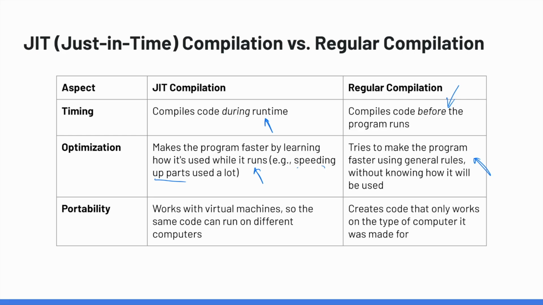And another advantage of just-in-time compilation is that it works with virtual machines. So we can engage in just-in-time compilation in a virtual machine. And that means that we can run code on different types of computers, versus with compilation, we can only essentially compile our code into something that runs on the platform that we're currently working on. So we can't move between different operating systems or different types of CPUs and run the same code. Now, this is also another disadvantage for regular compilation, as compared with interpreters.